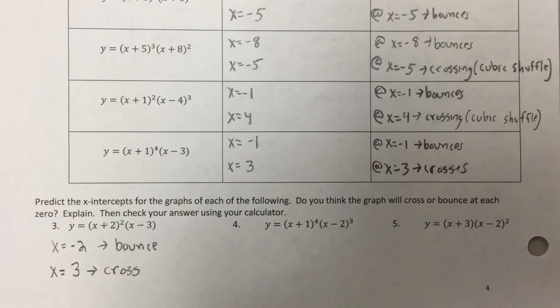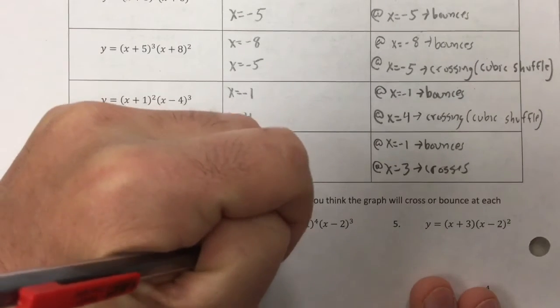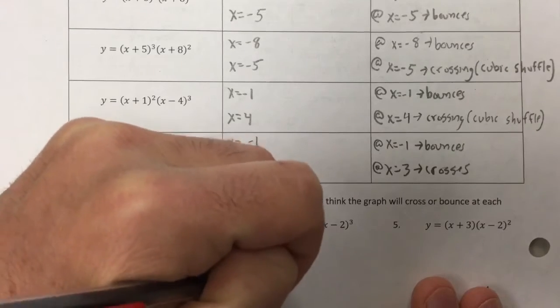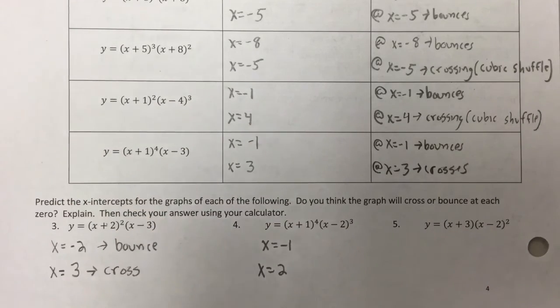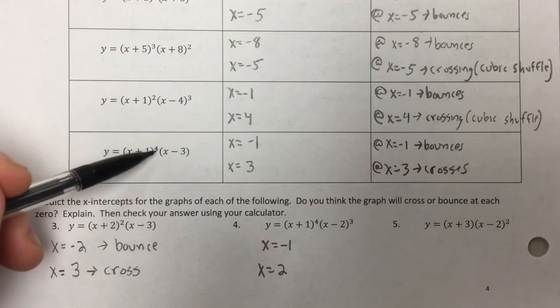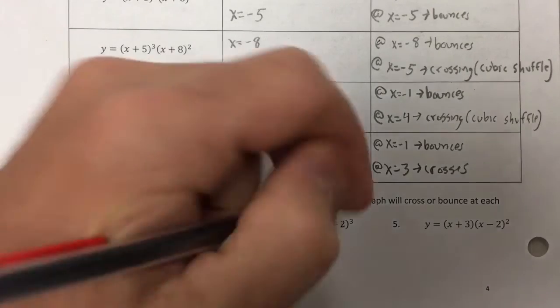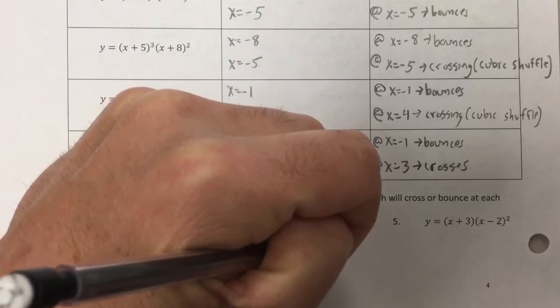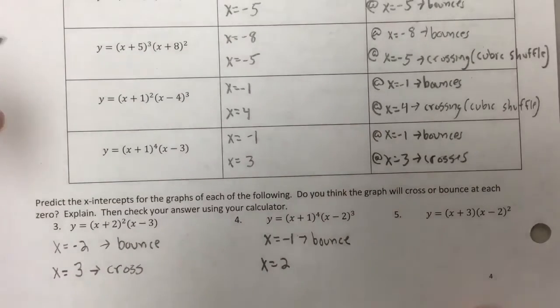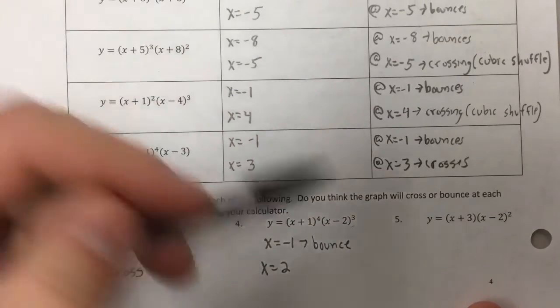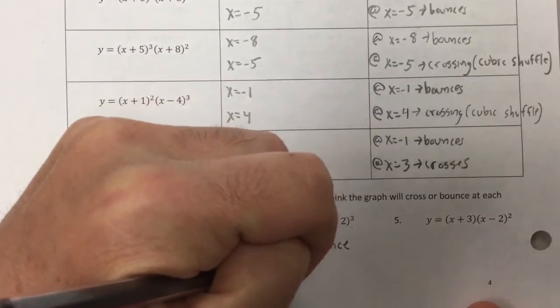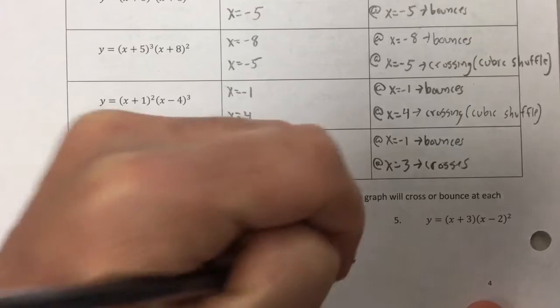For number 4, our roots are going to be -1 and 2. Here we have an even exponent of 4, and remember, anytime you have an even exponent, it's just going to bounce. And then at 2, the x minus 2 factor is being cubed, so it's going to cross, but it's going to do that cubic shuffle.